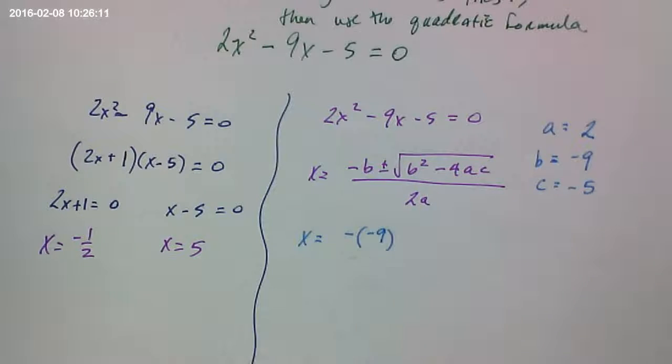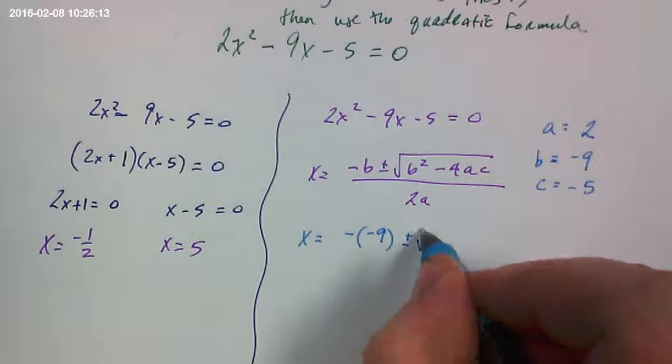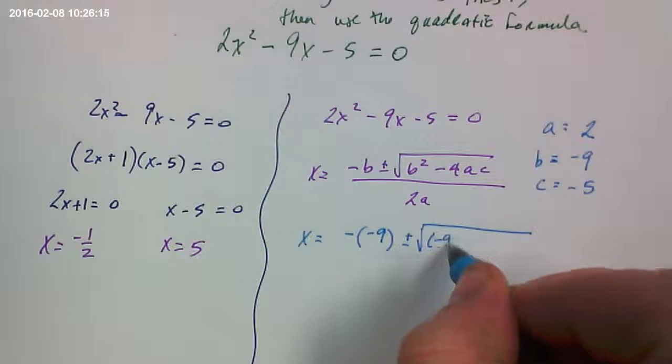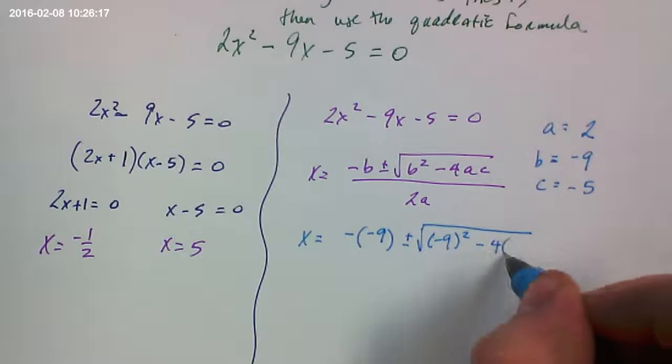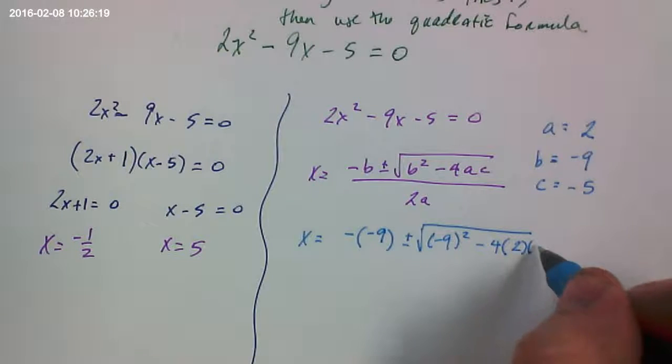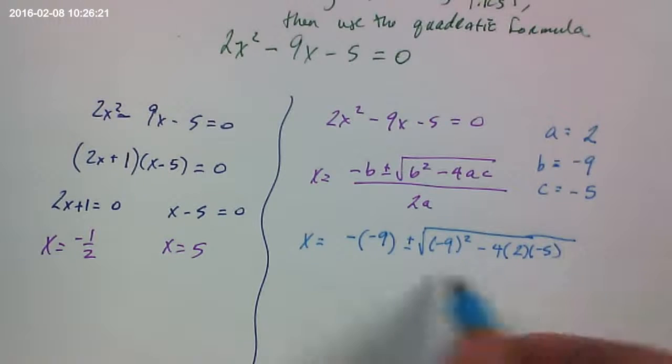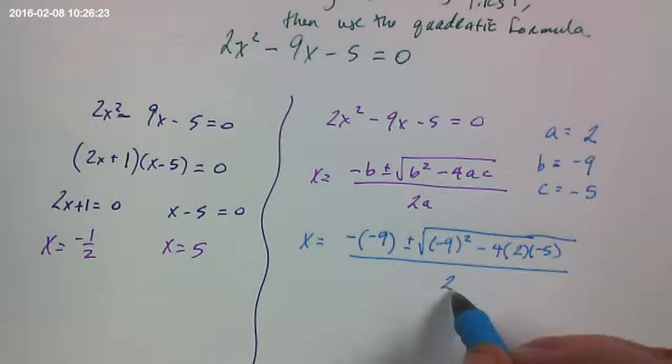And then, plus or minus the square root of negative 9 squared minus 4 times 2 times negative 5. That whole entire thing divided by 2 times 2.